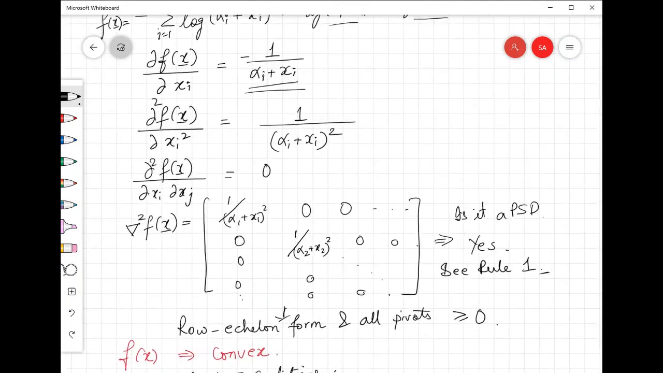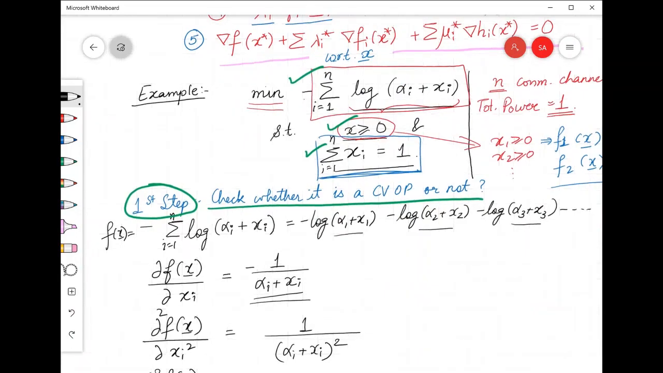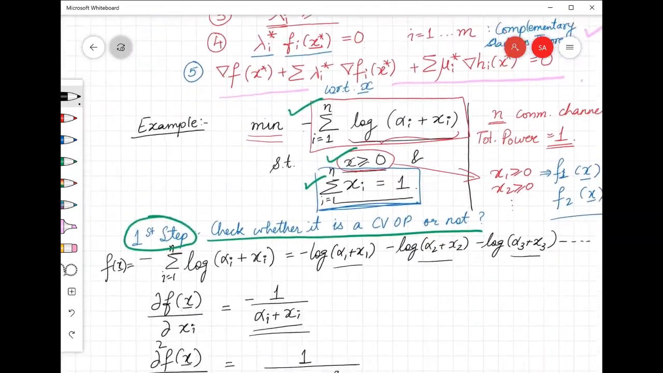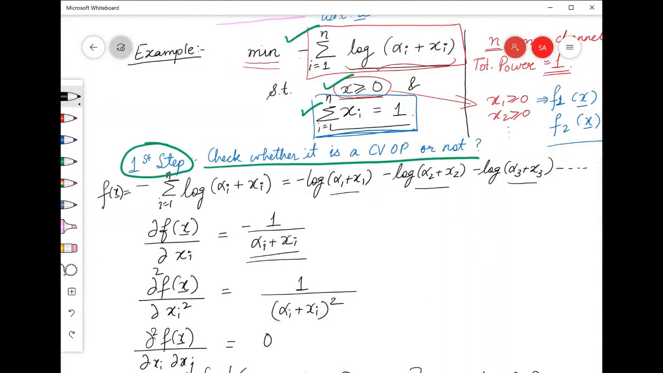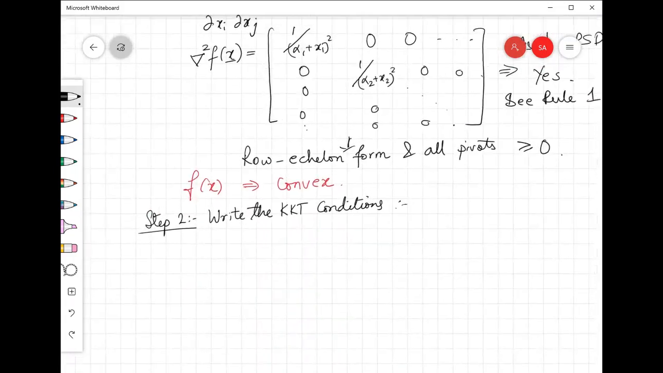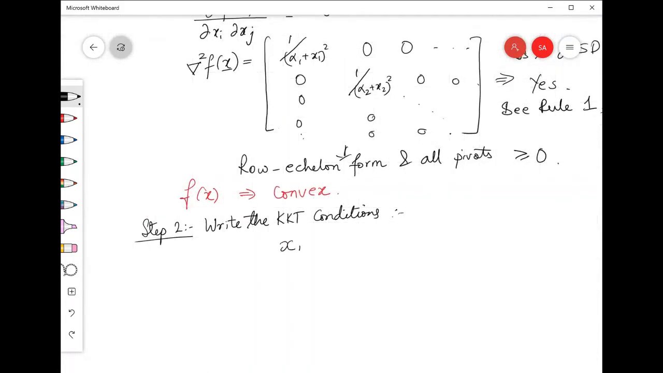So how are you going to write the KKT conditions? The first one is going to be the constraints. So x_i is greater than or equal to 0, for all i going from 1 to n. So this is my first constraint. The second constraint is the summation over x_i is equal to 1.